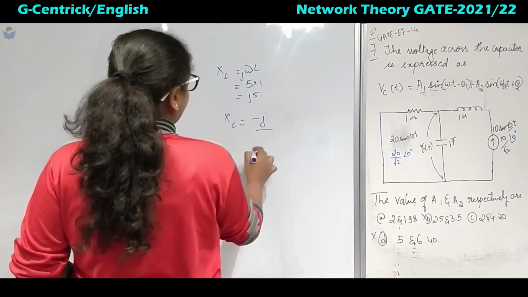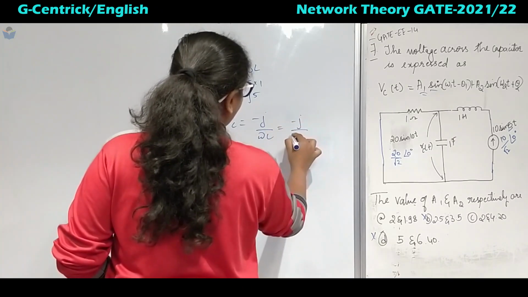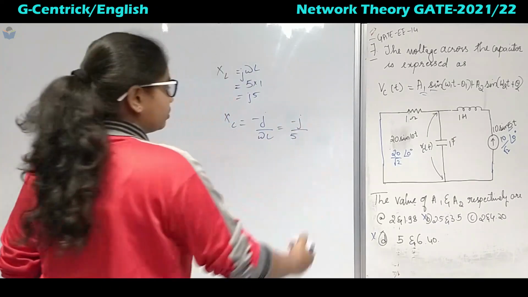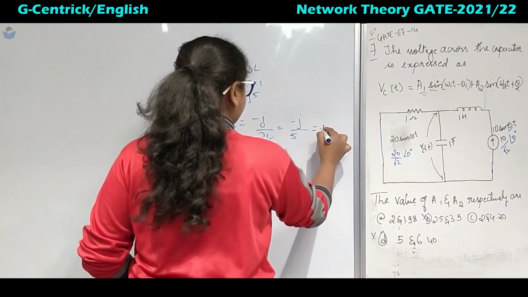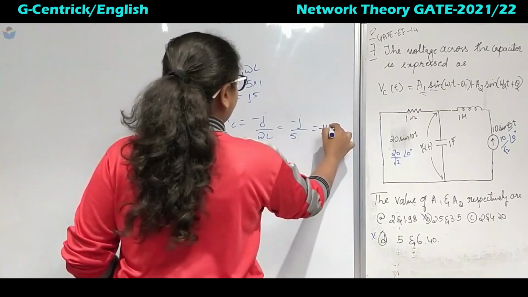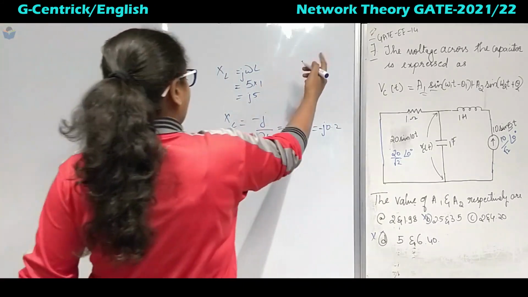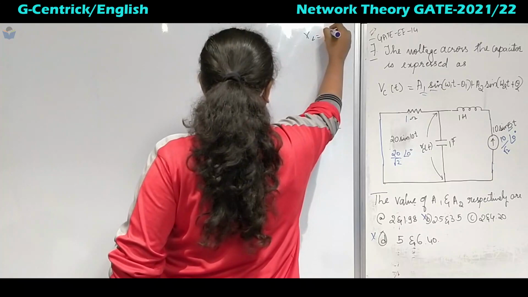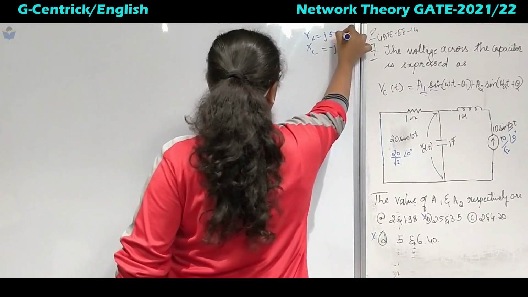Here it is jωL minus j/(ωC). So minus j times ω is 5 and the Henry is minus j5. So how much will you get? 1 by 5 will be 0.2, minus j. Right, so I'll write these values here: XL is j5, XC is minus j0.2 ohms.